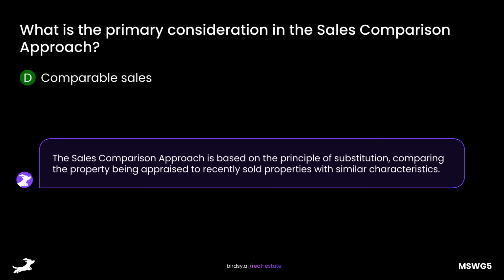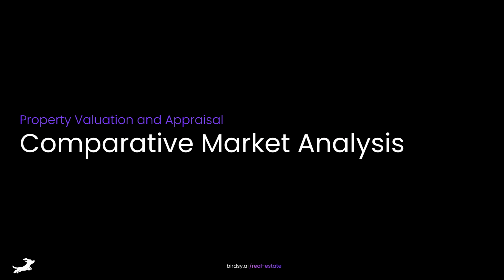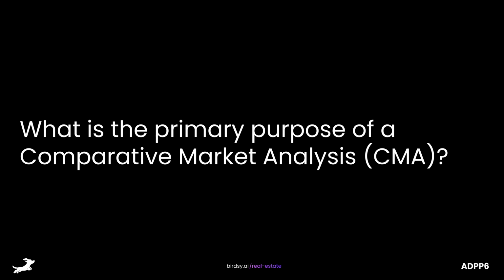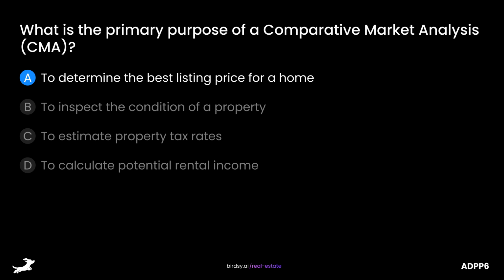The sales comparison approach is based on the principle of substitution, comparing the property being appraised to recently sold properties with similar characteristics. Comparative market analysis. What is the primary purpose of a comparative market analysis, CMA? Is it A, to determine the best listing price for a home, B, to inspect the condition of a property, C, to estimate property tax rates, or D, to calculate potential rental income? The answer is A, to determine the best listing price for a home.